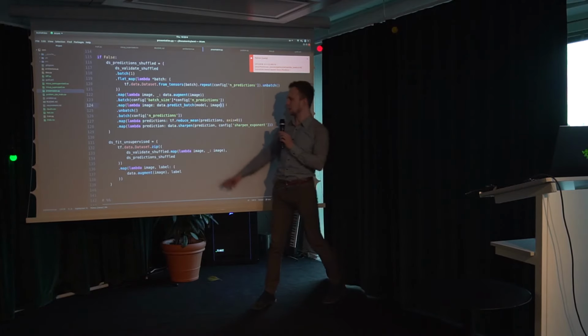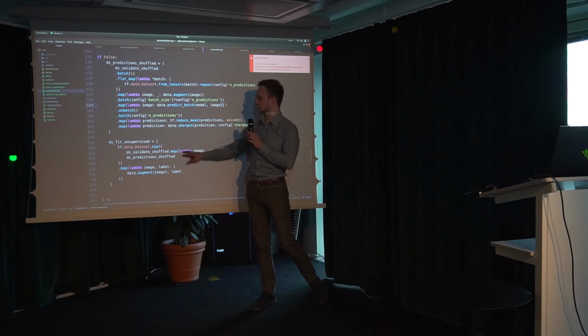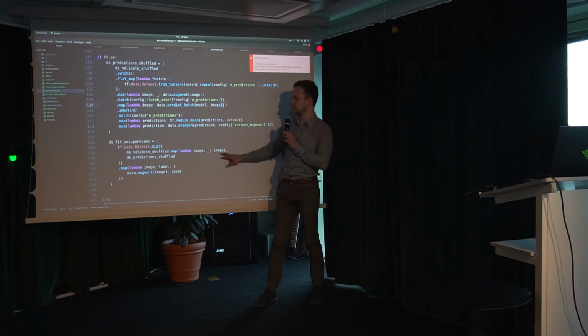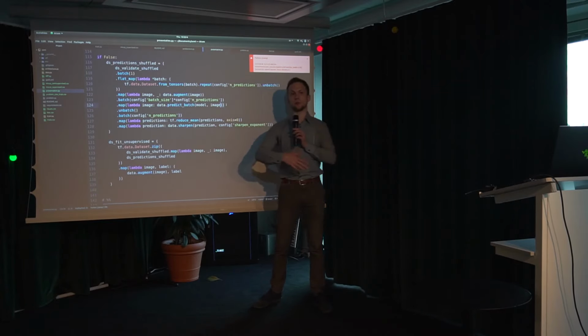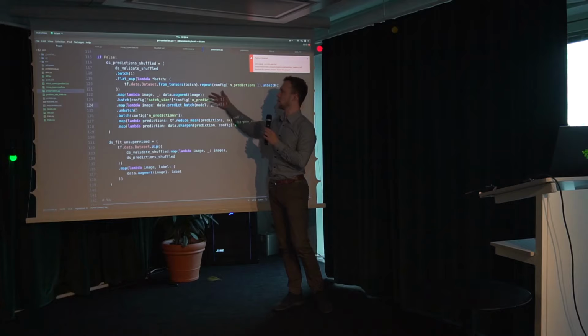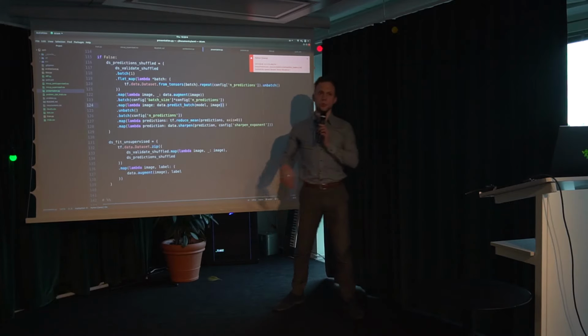And in the end we take these predictions and we merge them with the original image that we had, and then we augment that image another way than we did with the augmentations we did before, the ones we used for prediction.